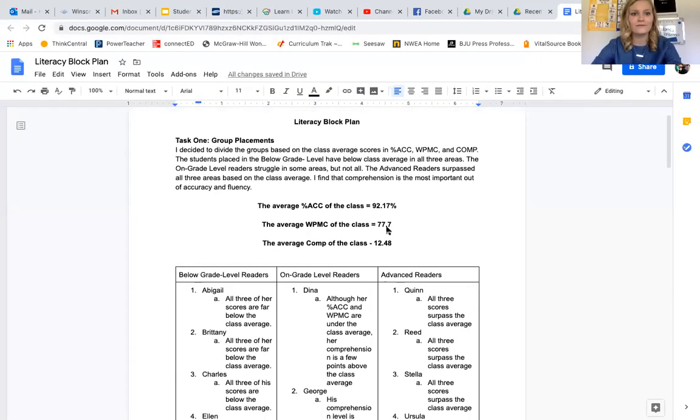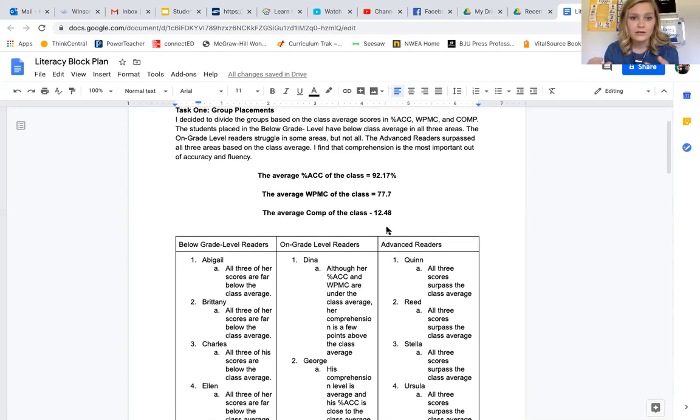Okay, so task one, the group placements. How I decided to split them up was really based on the class average scores in accuracy, words per minute, and comprehension. If I place the students in the below grade level, that is because they were below in all three areas. I found the average for each by adding up all the totals and dividing by 23.